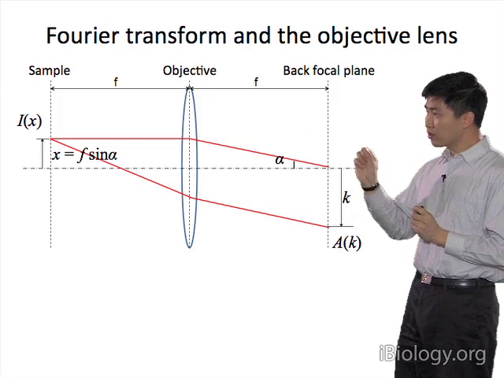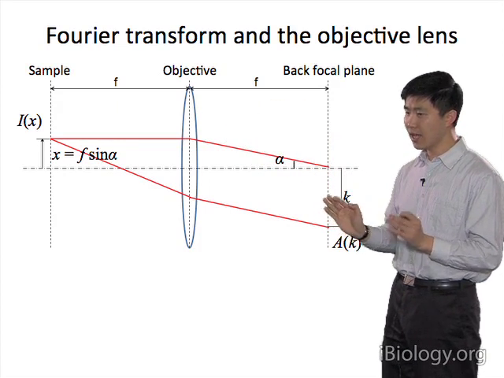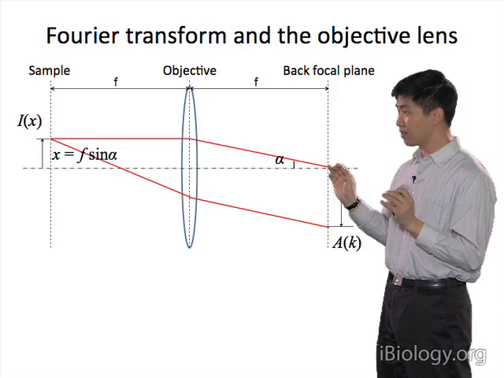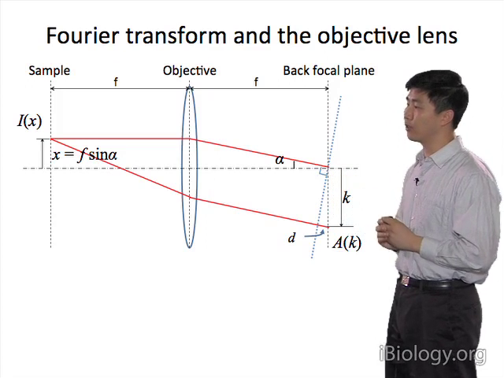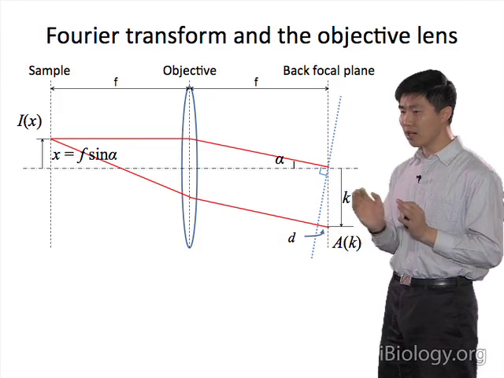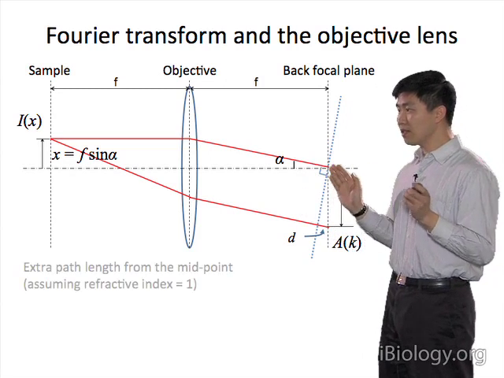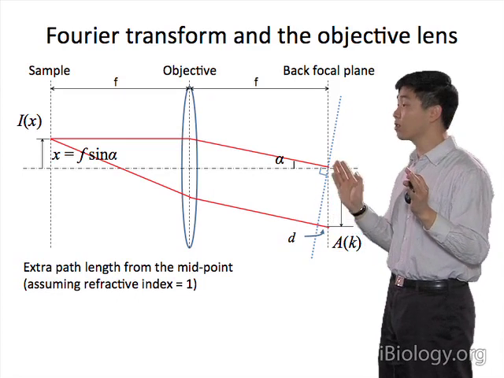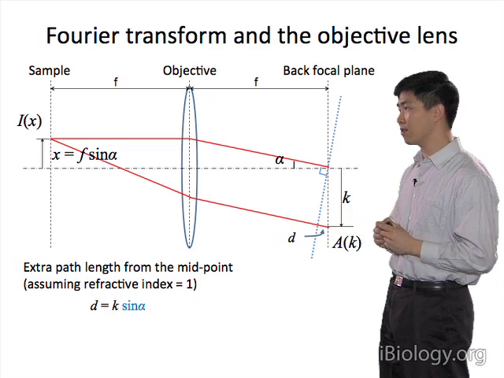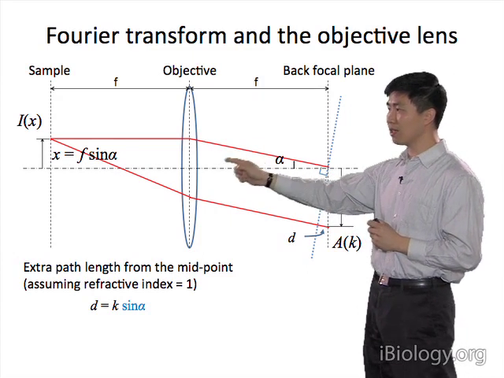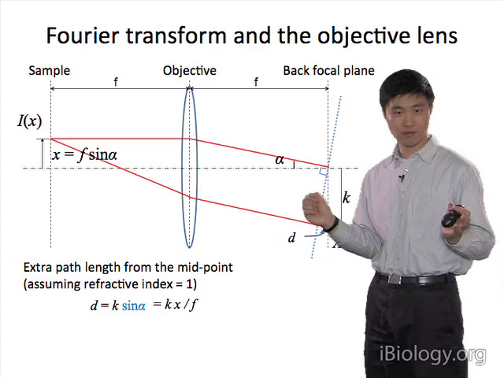We can calculate that. Two light rays are going to propagate from the back focal plane all the way to the sample, and they go through two different paths, so there are two different path lengths. To calculate the distance difference of these two light rays getting to the sample, we simply draw a perpendicular line through the center of the back focal plane. In this case, this distance d tells you how much extra length this light ray has traveled to get to the sample. We can calculate it very easily, assuming the refractive index is 1, that's in air. Using simple triangle mathematics, d equals k times sine of this angle alpha. And we know here x equals f times sine alpha. We can plug that back in. We get d equals kx over f, where f is the focal length of the objective.